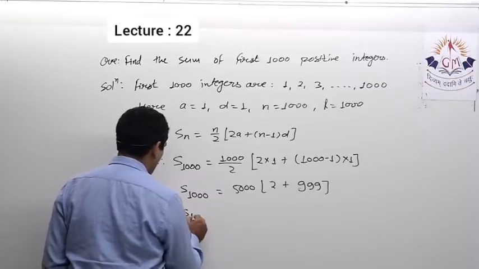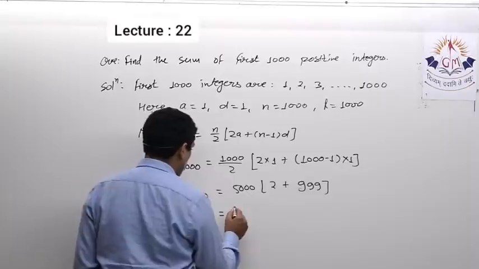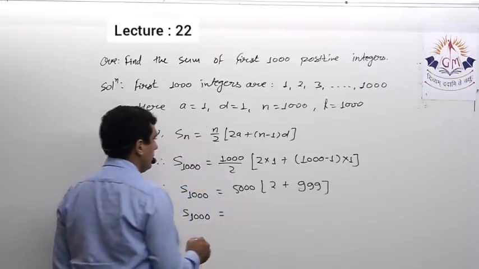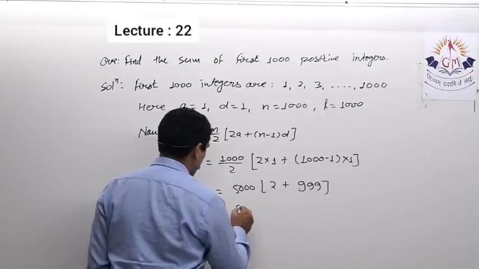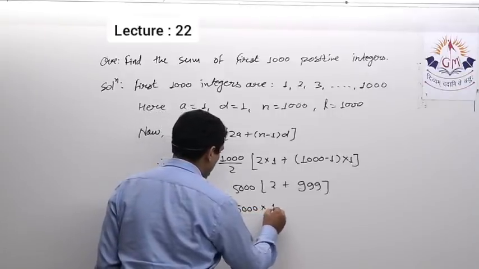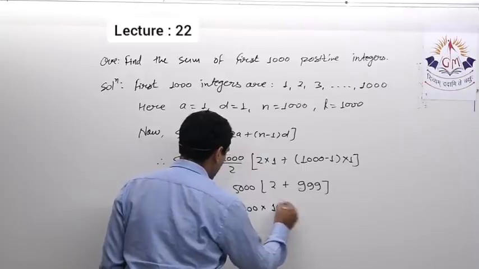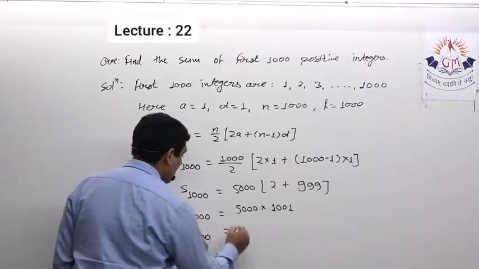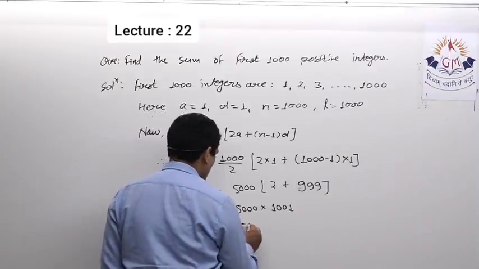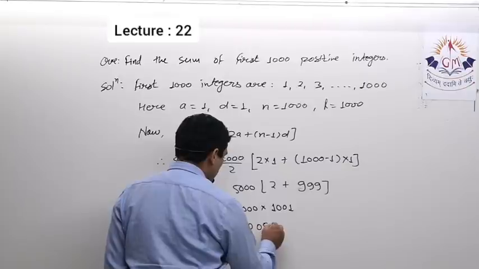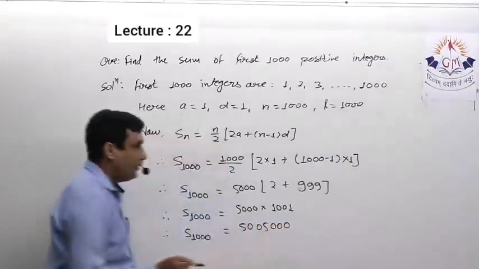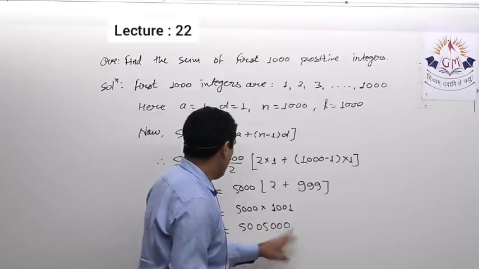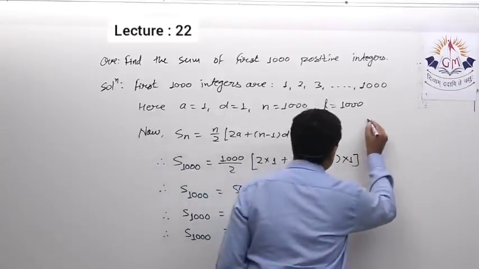Okay, so the sum of 1000 terms is equal to 500 multiplied by 1001. Okay, so the sum of first 1000 positive integers is equal to 500500. This is the sum of first 1000 terms.